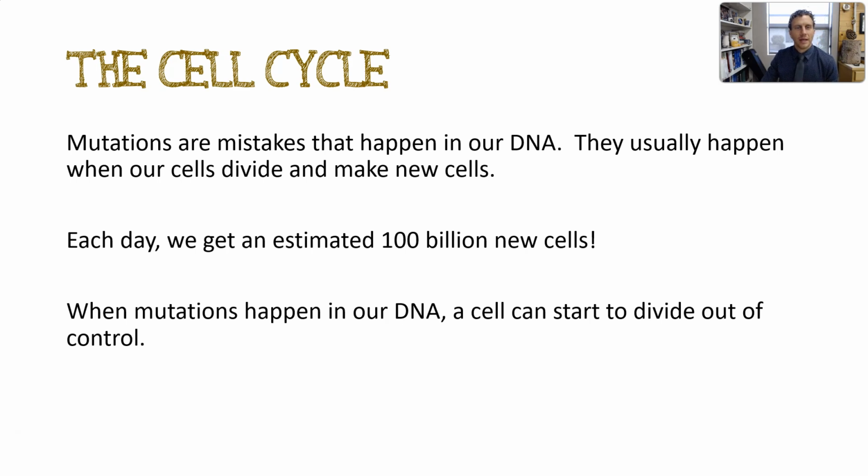So when mutations happen in our DNA, then it could happen that a cell starts to divide out of control. Okay? Not all the time. You might get a mutation that is in the gene for eye color, right? That doesn't mean you're going to get cancer, okay? But getting certain mutations can potentially lead to cancer, and so we have to be careful with that.